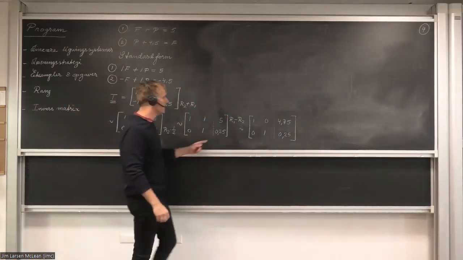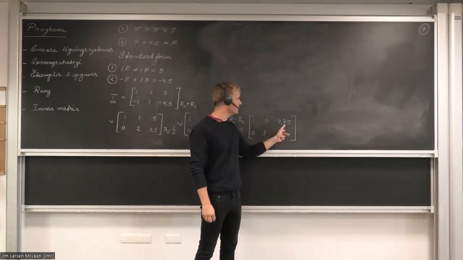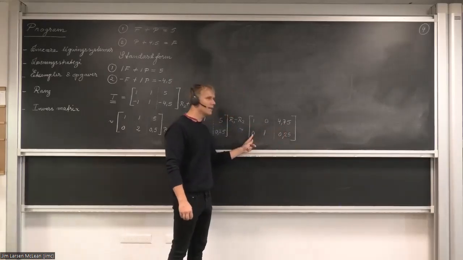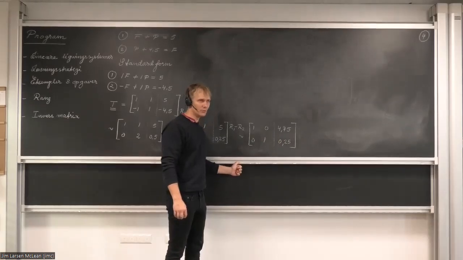So we can see here that 1 times the price of the bottle plus 0 times the price of the cap gives 4.75. So the bottle must cost 4.75. And 0 times the bottle's price plus 1 times the cap's price gives 0.25. So the cap must cost 0.25. And that is the solution to the system.